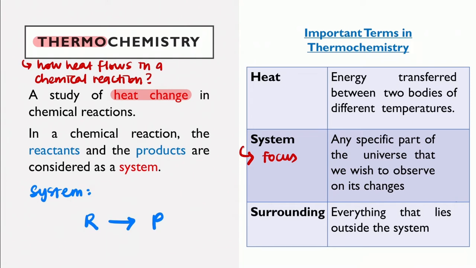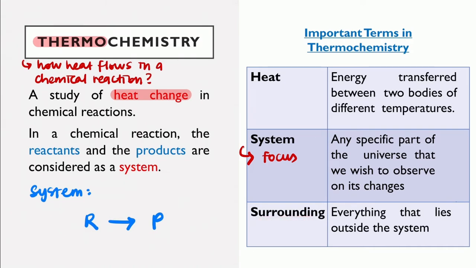There are a few important terms in thermochemistry that you need to know. Firstly, heat. Heat is basically the energy transferred between two bodies at different temperatures, a cold region and a hot region. Then we have system. System is any specific part of the universe that we wish to observe for its changes. System is basically what we will focus on. In our case, our chemical reaction will be our system.